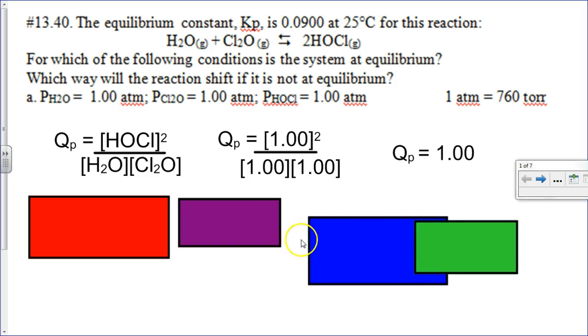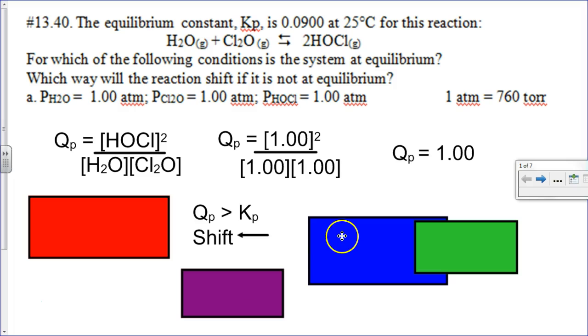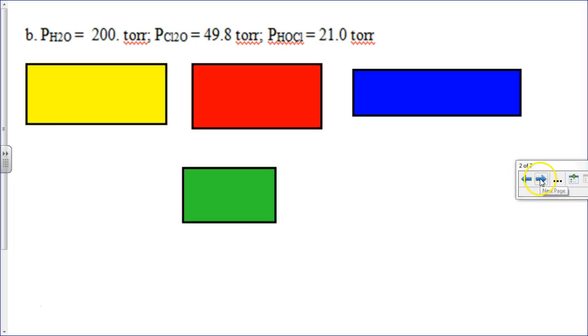All right, and you should not need a calculator for this one, but you can simply realize that Q is going to equal 1. Okay, if we compare our Q to our K, we see that Q is larger than K, therefore we're going to get a shift to the left in this equilibrium. Let's go on to B.